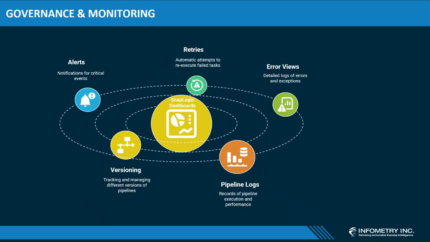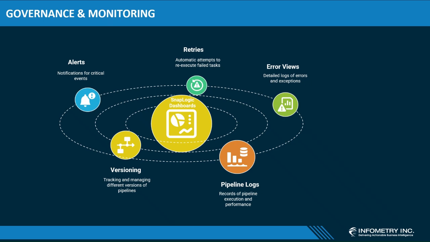SnapLogic also provides strong governance and monitoring features, which help teams manage pipelines efficiently and ensure everything runs smoothly. Let me start with alerts. SnapLogic can send notifications whenever something important happens, for example, when a pipeline fails, a connection breaks, or a job takes a long time. These alerts help teams quickly identify issues and take action before they affect business operations.